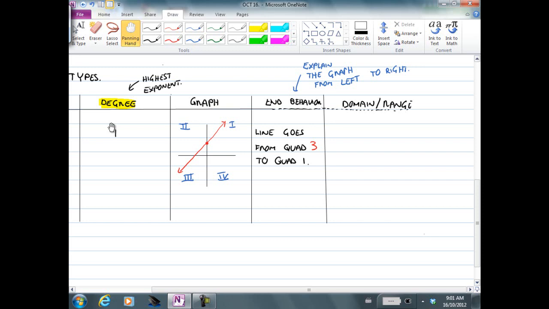In there, what's your domain going to be? Domain means what are all the possible x values. If my line keeps going this way, is it possible to have every x value in the world? Yes. So this is called all reals, or the book likes to use reals. Okay, so we're going to write down all reals, which means you can have any number you like.